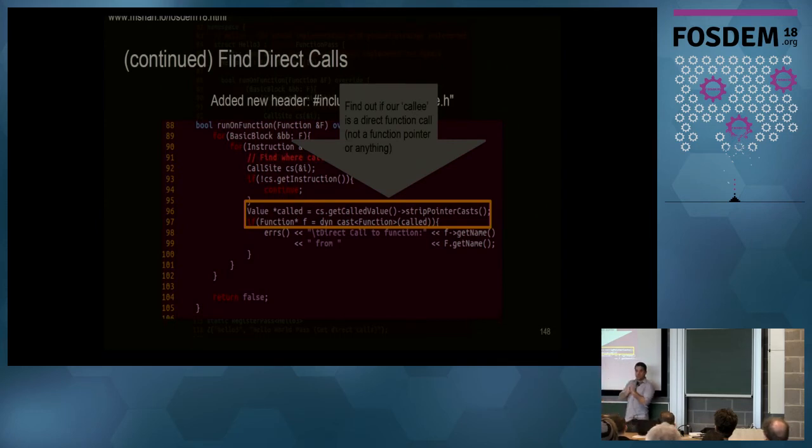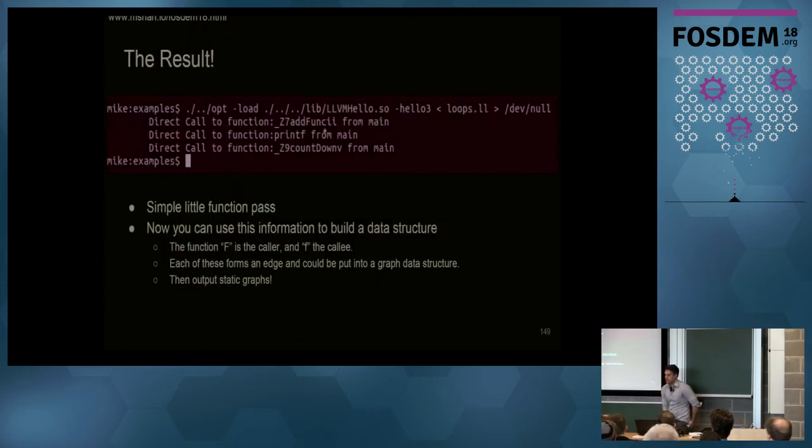So that means if my function pass is running at this point, I'm going to get direct calls to function f getName, the function I found within my function, and it's from uppercase F, which is our function. So the result in our sort of loops program, I'm going to see direct call to function, our add function from main, direct call to function printf from main, direct call to function countdown from main. Okay, we called 3 functions there.